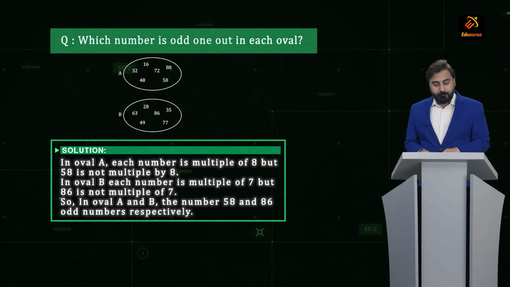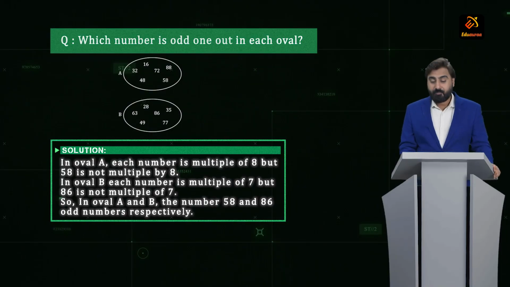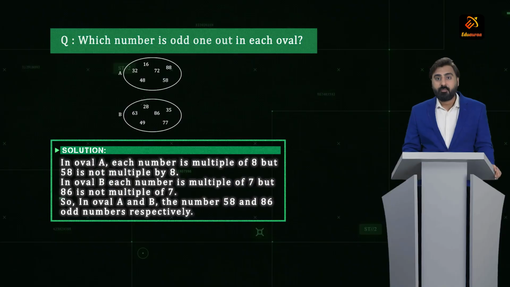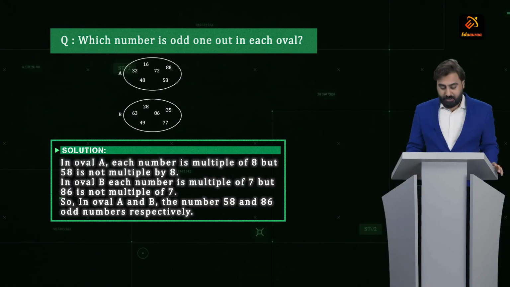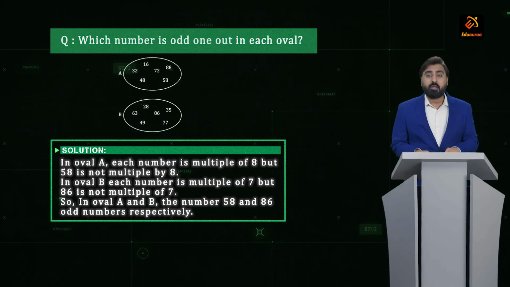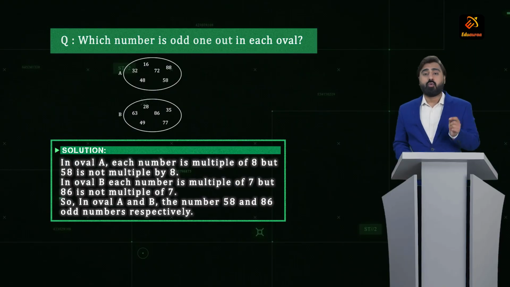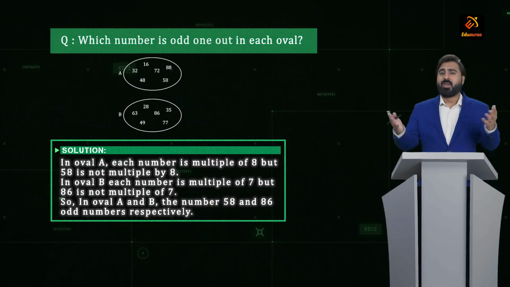Consider oval B. 7 4s are 28, 7 5s are 35, 7 7s are 49, 7 9s are 63, 7 11s are 77, 7 what is 86? We don't know. That means other than 86, the rest of the numbers are multiples of 7. So what is the odd man out in oval B? 86. So in total, the odd man out in oval A is 58 and in oval B is 86. End of your sum.